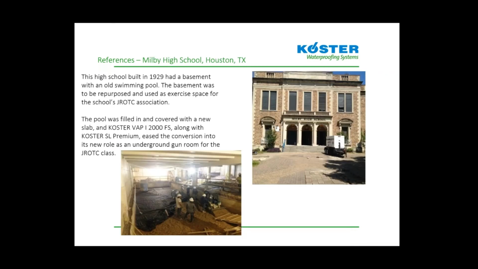Milby High School in Houston, Texas was a project we worked on several years ago. The high school was built in 1929 with a basement with a very old swimming pool that was no longer in use. The swimming pool is the picture on the bottom left here. The basement was to be repurposed and was used as exercise space for the JROTC association at the school. The pool was filled in with concrete and covered with a new concrete slab. The KOSTER VAP 2000 FS was used over the entire area with SL Premium to ease the conversion from, obviously, an abandoned basement with a swimming pool to an underground gun room and gun storage room for the JROTC class.